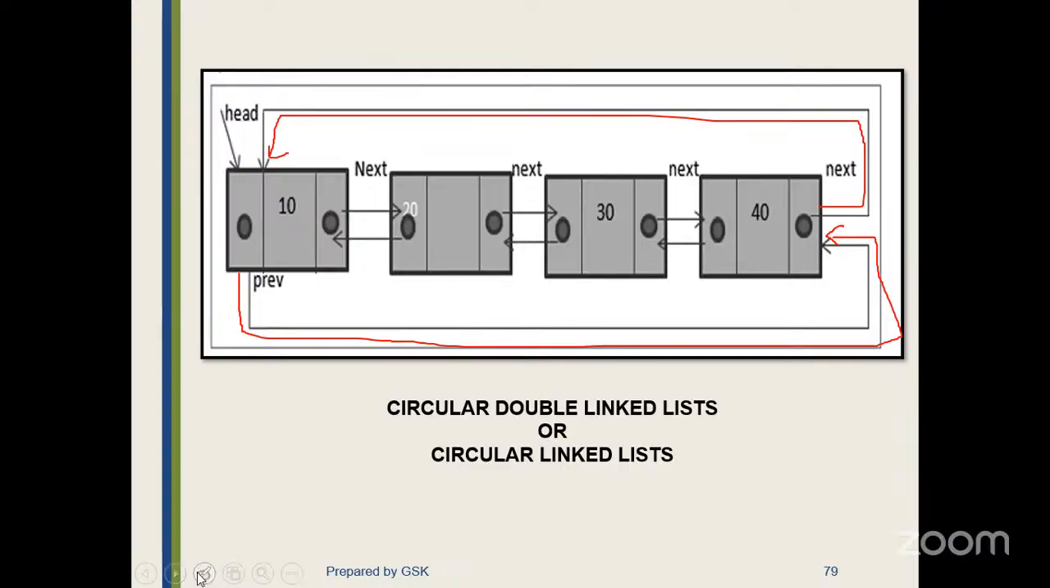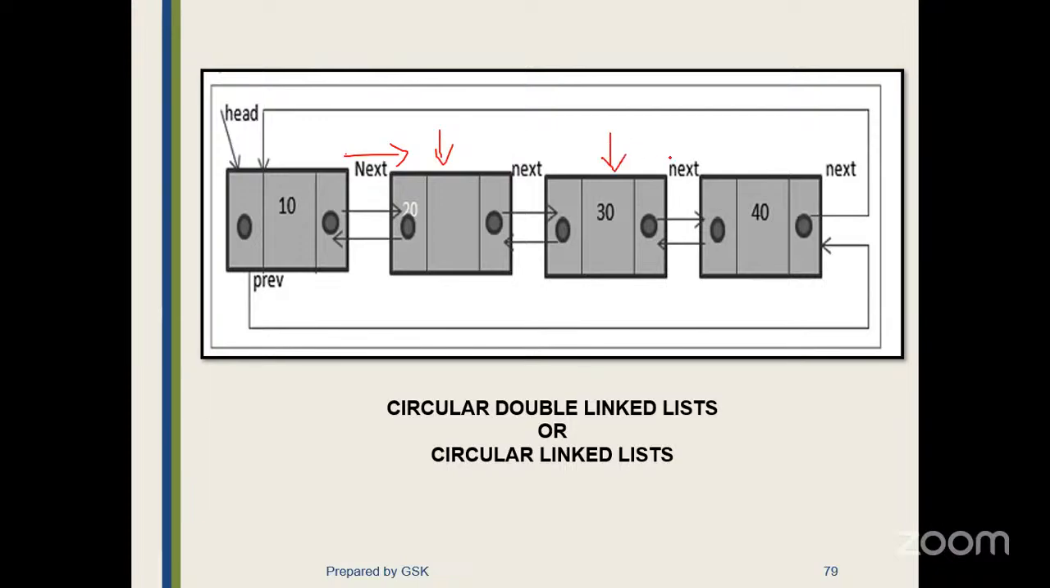For example, let us say we are at the head node. Using the next node, we are here. Using the next node, we are here. Using the next node, we are here. Again, if you use the next node, you are redirected to the head node. Again, next node. Like this, it is in circular notation.